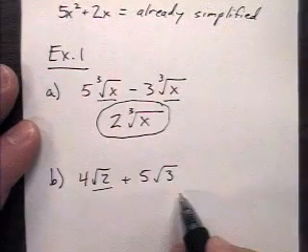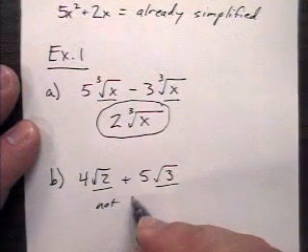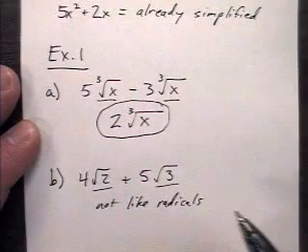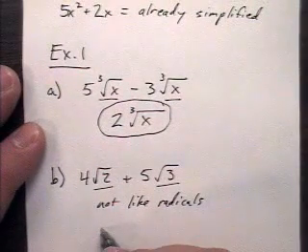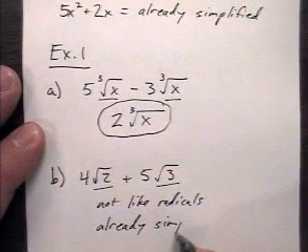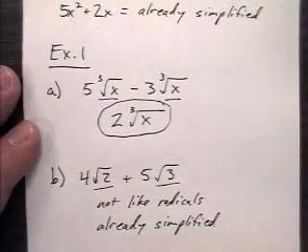Well, then we get to something like this, where you see radical 2 and radical 3. Those are not like radicals. So this is already simplified. You can't do anything more with that.